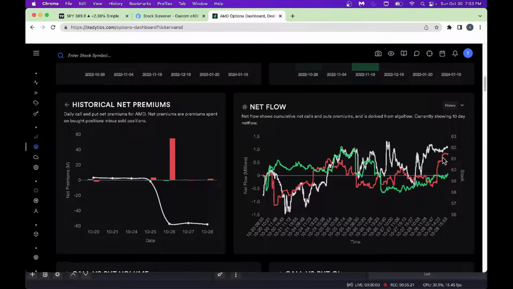At the same time, we've got net flow, and the stock price is also going higher. So you get a good idea of what's going on here. It looks like folks are hedging because earnings is coming up, buying some put options so they don't get burned if the stock comes down, because they gave some pre-announcement.